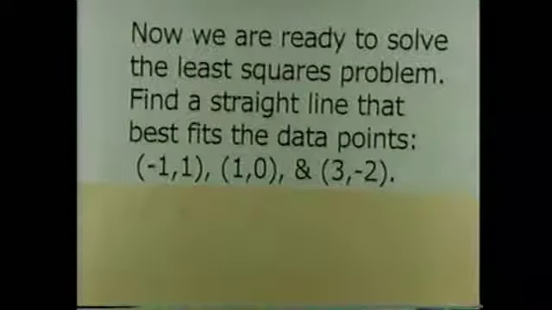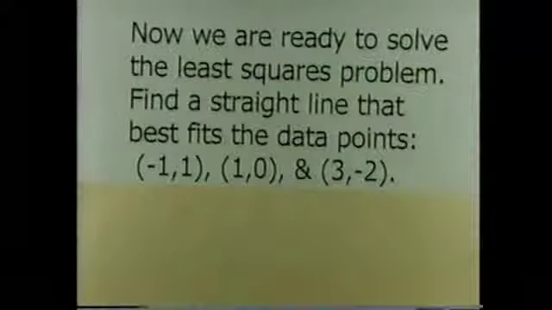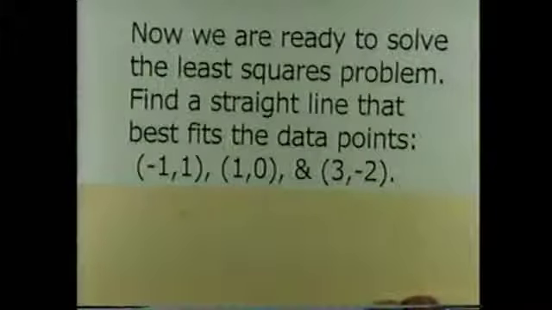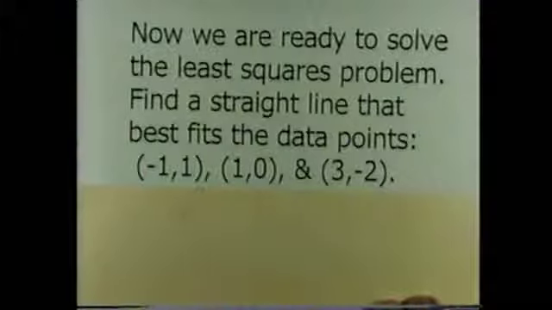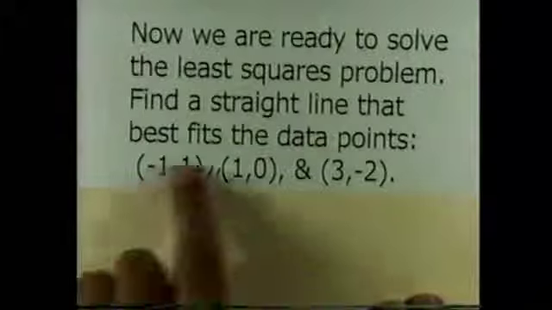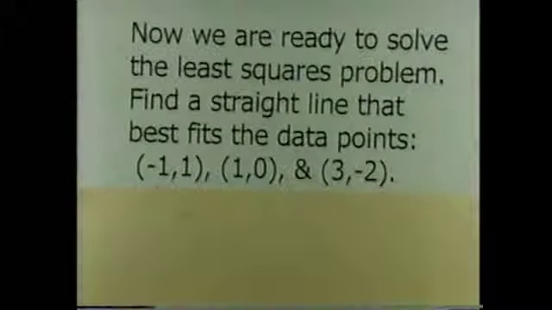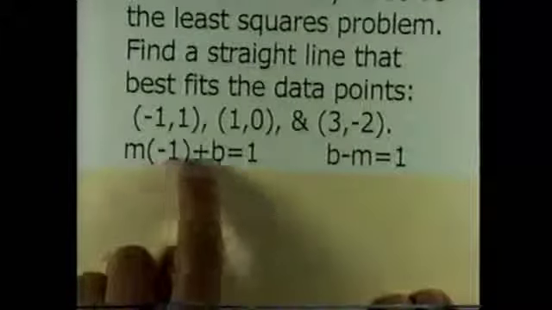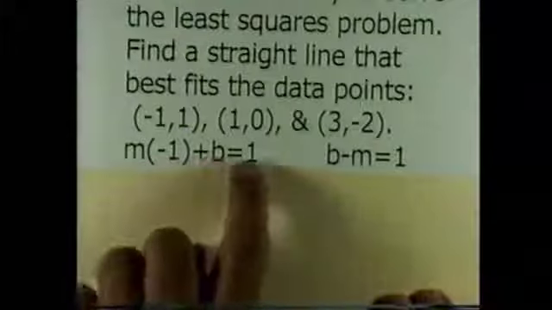Now, we are ready to solve the least squares problem. Find the straight line that best fits the data points -1, 1, 1, 0, and 3, -2. So we want to find the straight line that best fits these 3 points. Well, remember the equation of any straight line is y equals mx plus b.